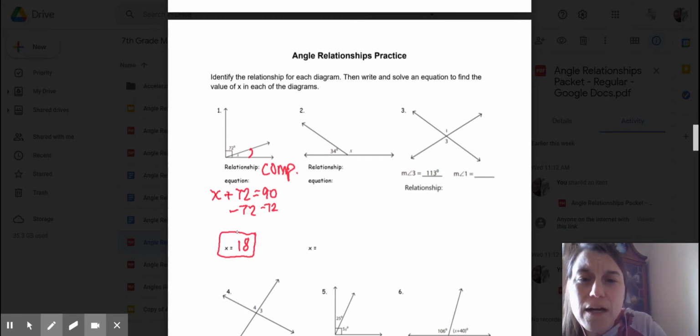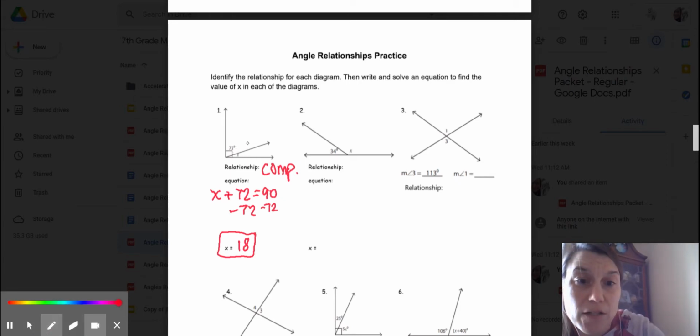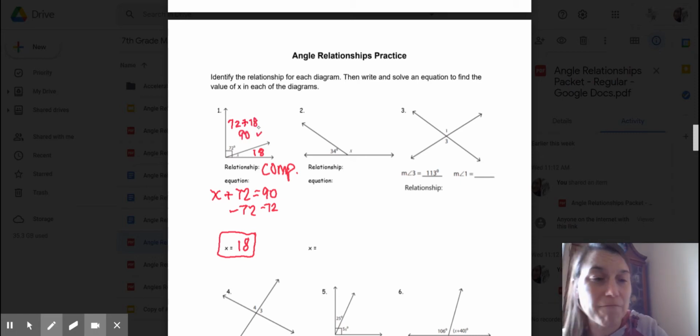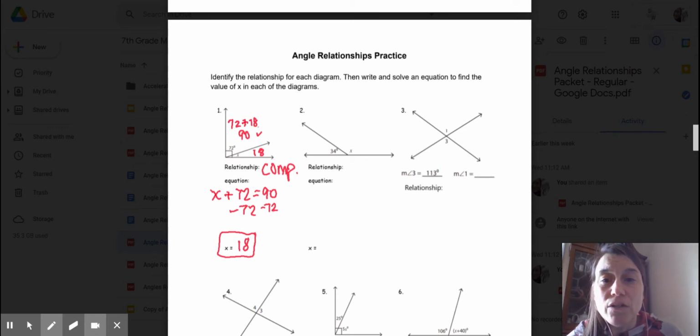Now to check it, I'm going to substitute that value back into the diagram. Angle x is 18 degrees, so the missing angle is 18 degrees. That means if I add these two, this should equal 90. So I'm going to add 72 degrees plus 18, and when I add them together, I get 90 degrees, so it checks. Yay. So there's the first one.